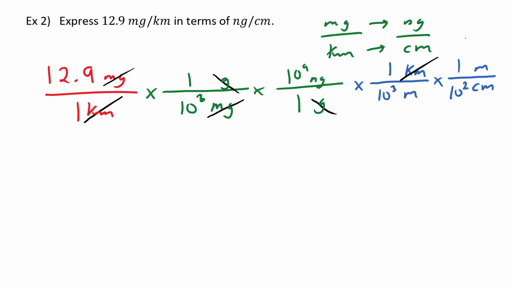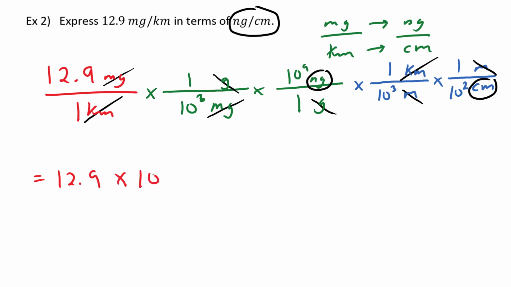Kilometers here cancels this kilometers over here. Meters cancels meters. I'm left with nanograms divided by centimeters. Exactly what I asked for. Now let's do all the math. 12.9, 10 to the 3 comes up to the top, becomes 10 to the minus 3, times 10 to the 9, times 10 to the minus 3, times 10 to the minus 2. And our units, again, are nanograms per centimeter.